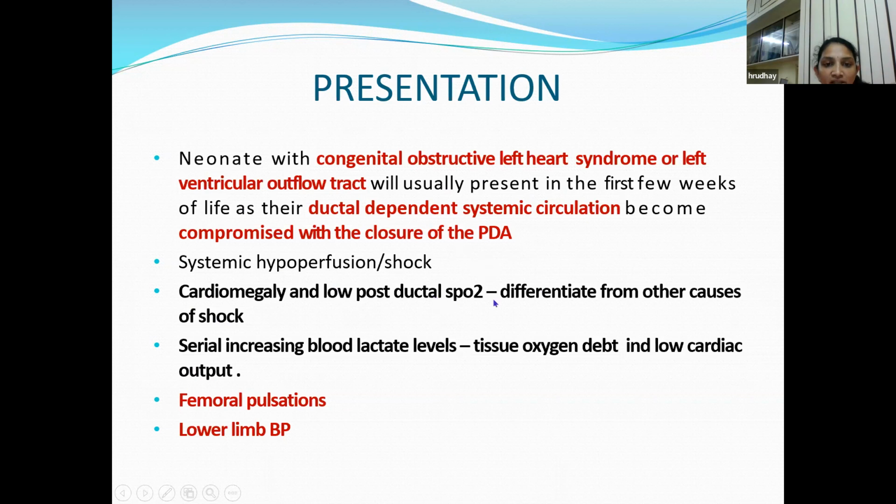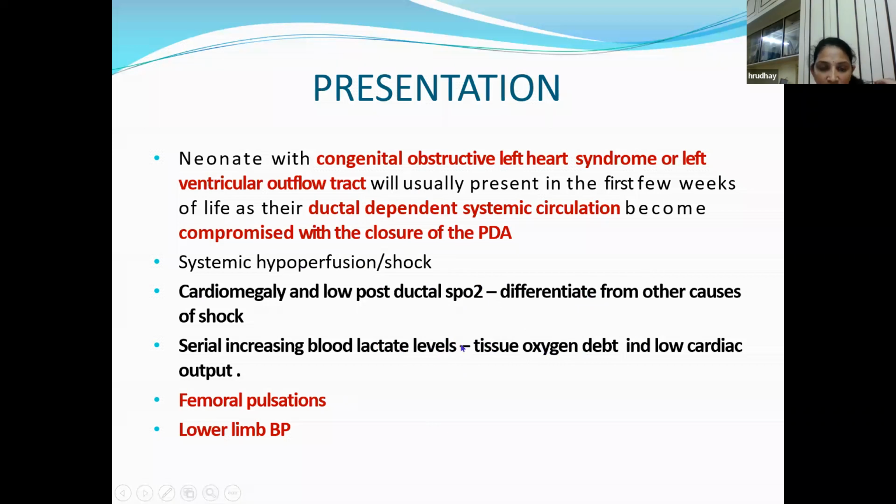So how do we differentiate this shock from the other causes of cardiogenic shock? Cardiomegaly and low postductal saturations usually differentiate the other causes of shock from shock caused by congenital heart disease. So very important, cardiomegaly and low postductal saturation are differentiating features between other causes of shock and shock due to critical congenital heart disease. A serially increasing blood lactate level shows that there is a tissue oxygen debt, which indicates a low cardiac output and the severity of the heart disease. So a serially increasing blood lactate is one of the things that should make us think of congenital cardiac disease.